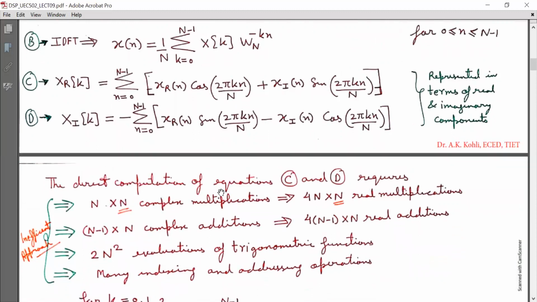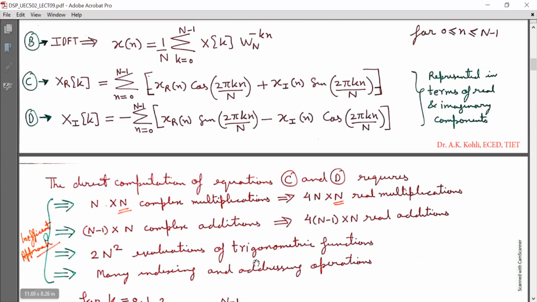Here the direct computation of equations C and D requires N cross N complex multiplications, or 4N into N real multiplications. For each typical value of k, we require 4N real multiplications, and there are N points, so 4N into N real multiplications. Similarly, N minus 1 into N complex additions are required, which is equivalent to 4 times (N minus 1) into N real additions.